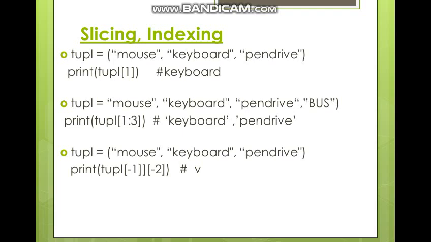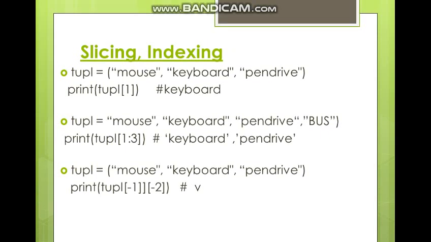Now this is about again slicing and indexing that we can do. Supposing there's a tuple which contains 3 elements: mouse, keyboard and pen drive. And if I want to print tuple 1, then it will print definitely the keyboard. If I am using slicing, and if I write tuple 1:3, that means starting from index number 1 and excluding index number 3, that means 1 and 2. 3 on which the string bus is stored will also not be printed. So my answer is keyboard and pen drive.